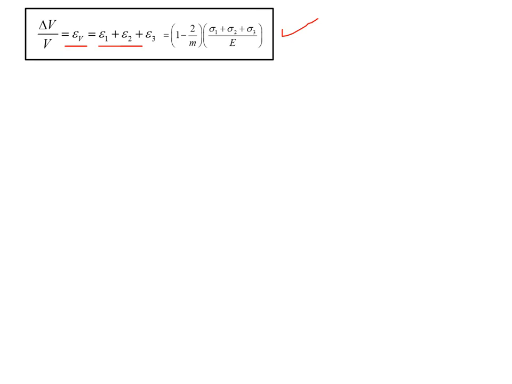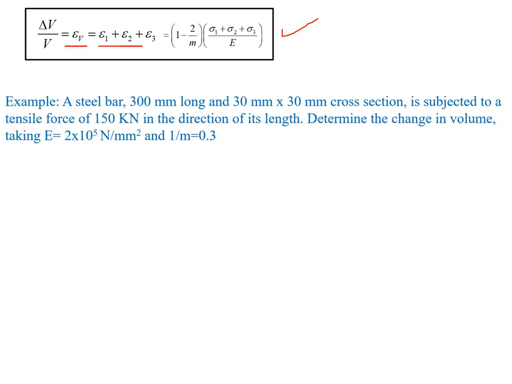Now we have to discuss one example problem regarding the volumetric strain. So let us consider the example problem. A steel bar 300 mm long with a 30 mm by 30 mm cross section is subjected to a tensile force of 150 kilonewtons in the direction of its length. Determine the change in volume. Consider Young's modulus as 2 into 10 to the power 5 Newton per mm square, and Poisson ratio as 0.3.